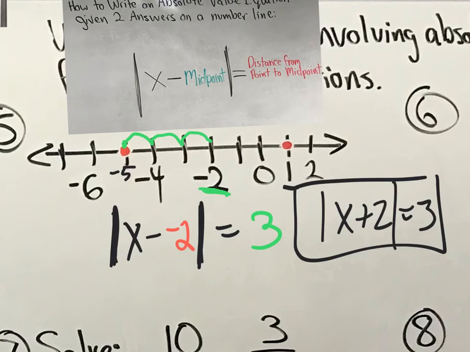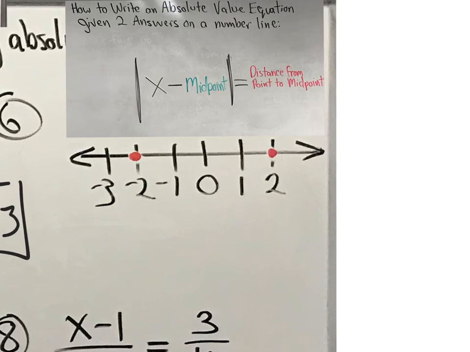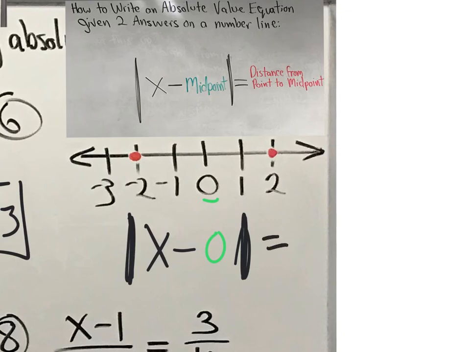So let's move on to the next one. Again, we still have the notes right here. We're going to find the midpoint. Here's -2. Here's +2. 1 in, 1 in. What's the midpoint? 0. So when I set this up, absolute value x minus the midpoint. What's the midpoint? 0. Equals the distance from the point to the midpoint of 0. This is the midpoint right here. So that's 2 units.